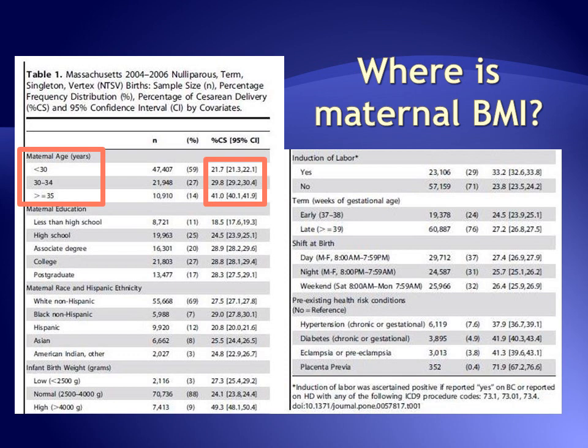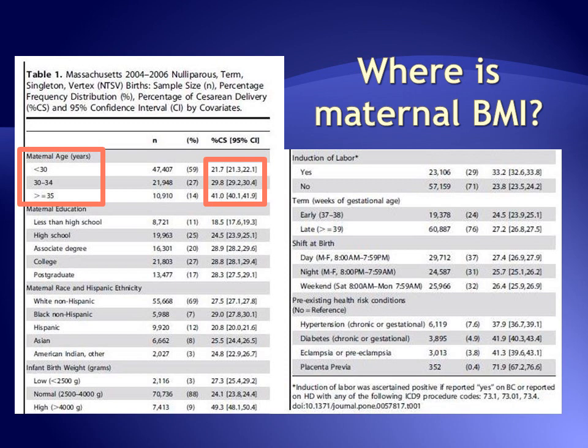What I do see in Table 1 is the significant effect that maternal age had on the rate of cesarean birth. The NTSV patients over the age of 35 in this study had a 41% cesarean birth rate as compared to 21.7% for the NTSV patients under 30.